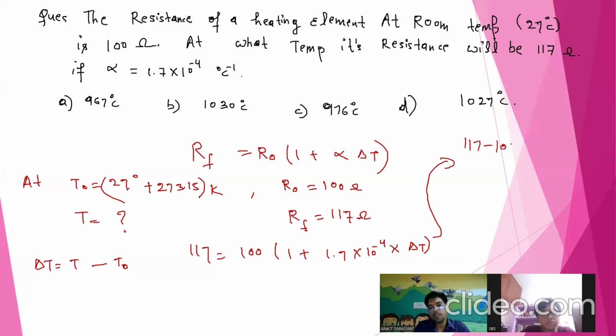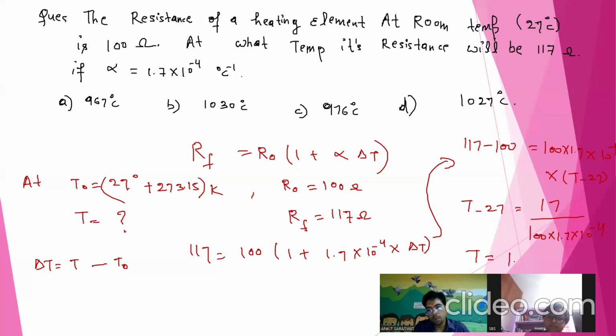117 minus 100 equals 100 times 1.7 multiplied by 10 to the power minus 4 multiplied by delta T, which is T minus 27. T minus 27 is how much? 117 minus 100 is 17. 17 by 100 times 1.7 into 10 to the power minus 4. Once you solve, you will get the answer, 1027 degrees Celsius.